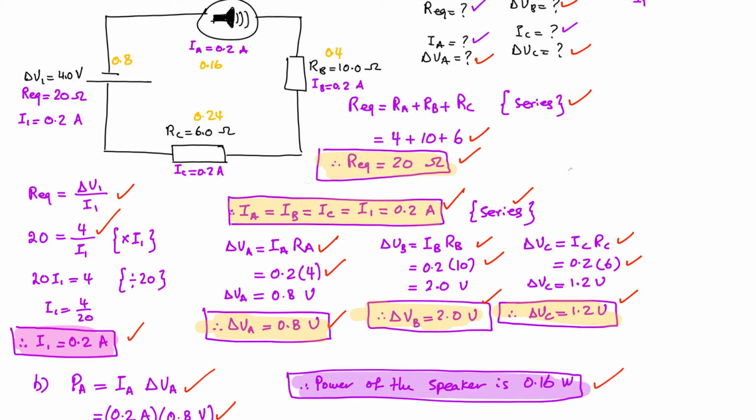And we can always check and add these up. So 0.24 plus 0.16, you can obviously do this on your calculator, will end up being 0.4, and 0.4 plus 0.4 is 0.8, which is equivalent to the amount of power that is spent from the source. So you can always check your answers based on that logic.